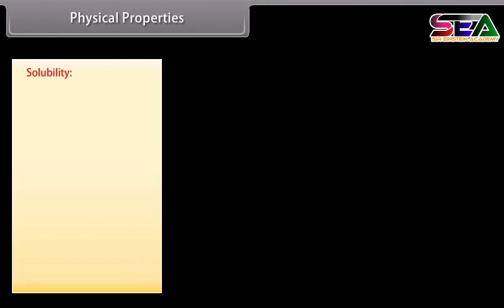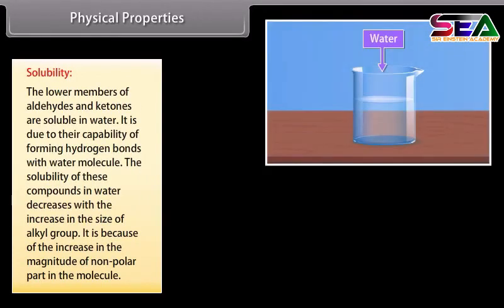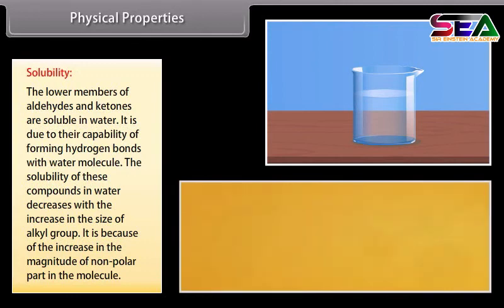Physical properties. Solubility. The lower members of aldehydes and ketones are soluble in water. It is due to their capability of forming hydrogen bonds with water molecules. The solubility of these compounds in water decreases with the increase in the size of alkyl group. It is because of the increase in the magnitude of non-polar part in the molecule.